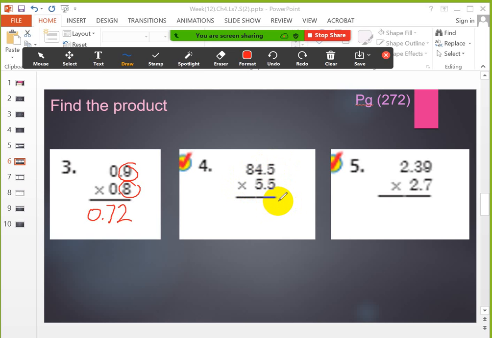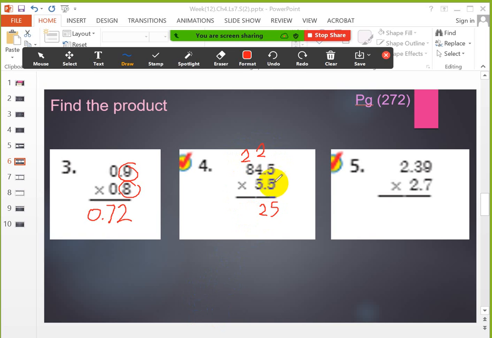5 multiply 5 equals 25. Very good. So I will put 5 here and 2 above the 4. 5 multiply 4 equals 20. 20 plus 2 is 22. So I have to put 2 here and 2 above that.